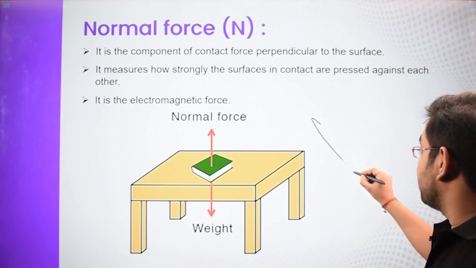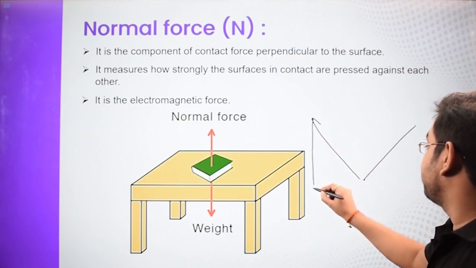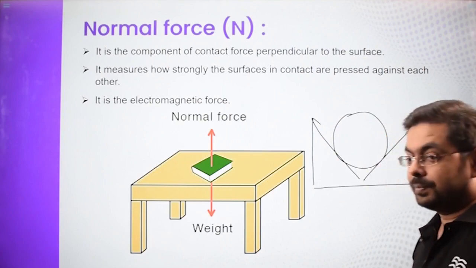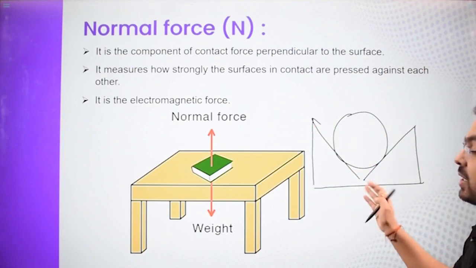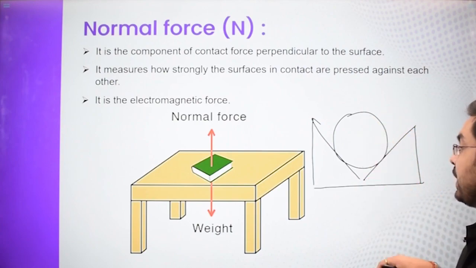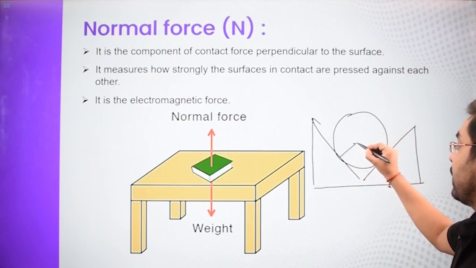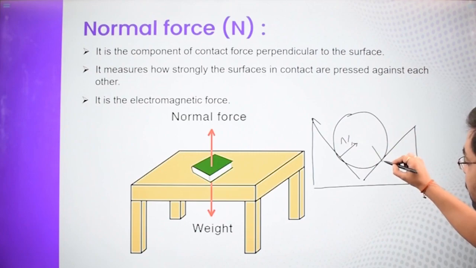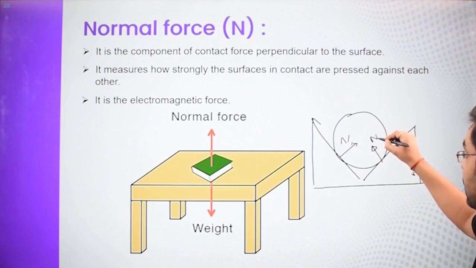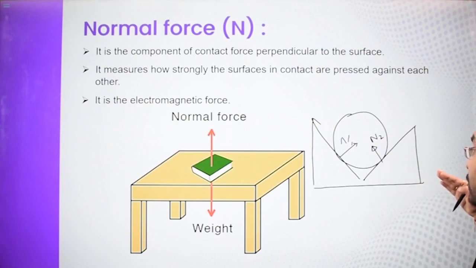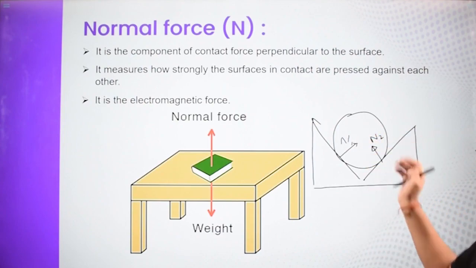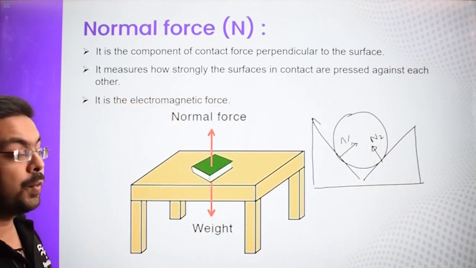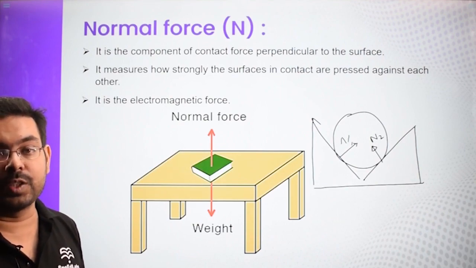Suppose there are two inclined surfaces like this, and if you put a ball between these two surfaces, this is an inclined plane or wedge you can say, this is also a wedge. If you put a ball between them, then what happens here? On this ball, from this side, perpendicular to the surface there will be a normal, suppose n1, and similarly from this surface another normal, let us say n2, will act, which is also perpendicular to the contact surface from this side. So normal force is the perpendicular force which arises due to contact between two bodies.